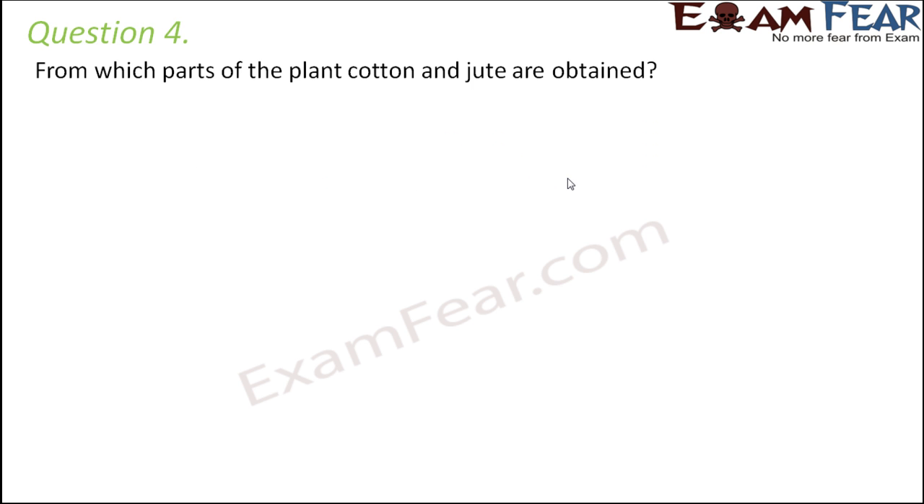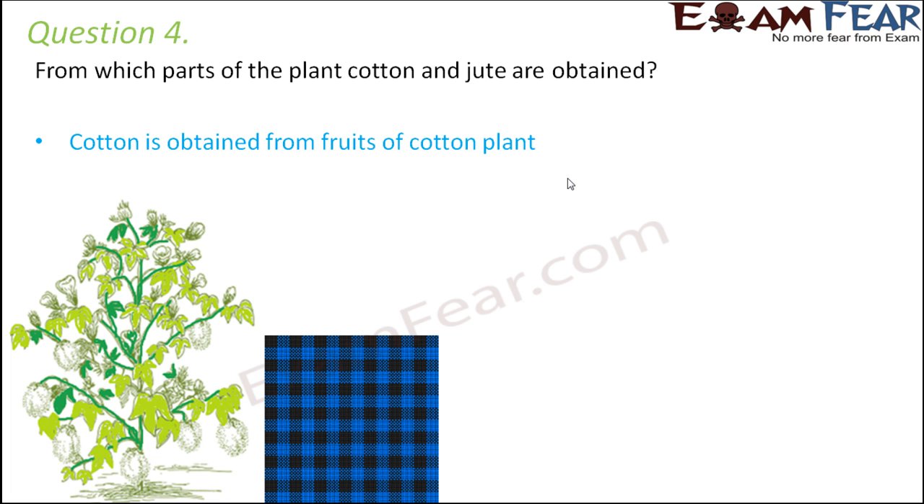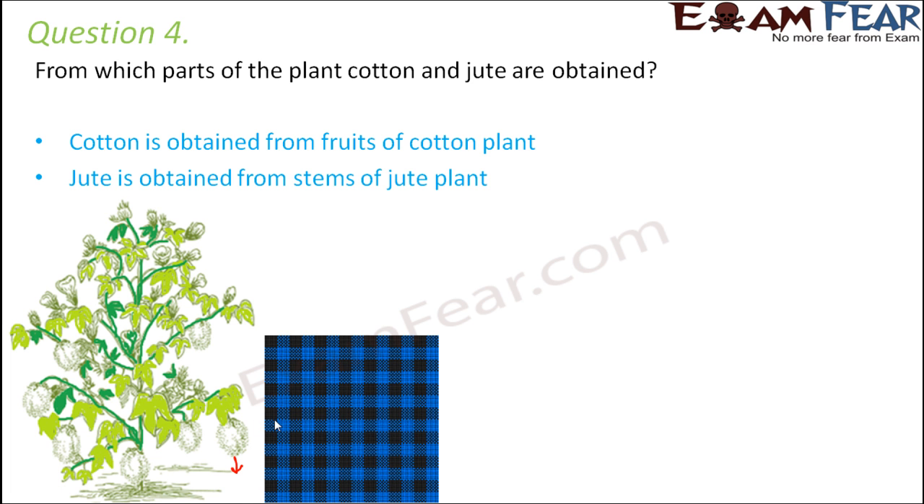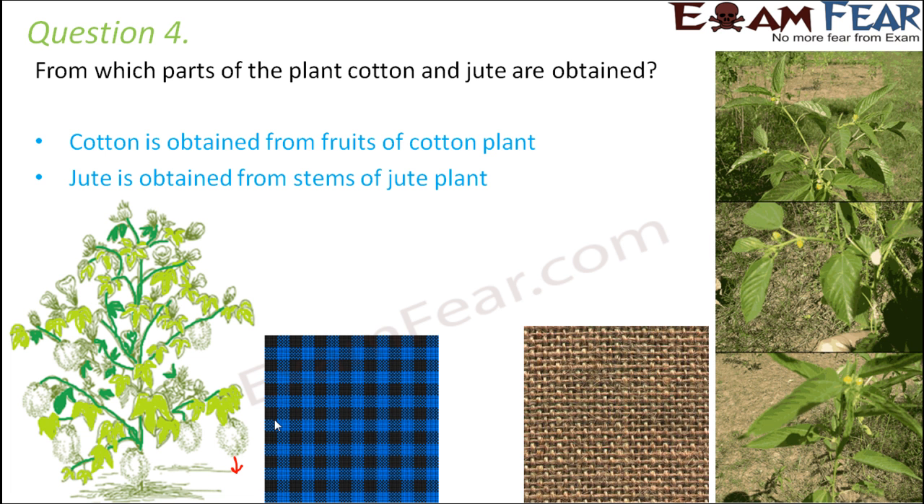Question number 4. From which parts of the plant are cotton and jute obtained? When you talk about cotton, it is obtained from the fruits of cotton plants. You see, these are the fruits of cotton plant. From these fruits we obtain the cotton fiber. Similarly, jute is obtained from the stems of the jute plant. These stems are dried and cleaned, and they give rise to the jute fibers.